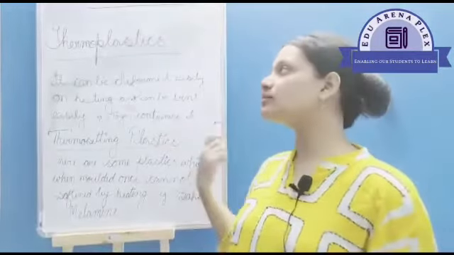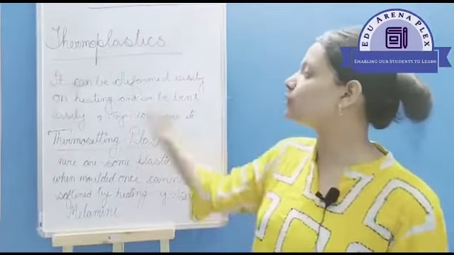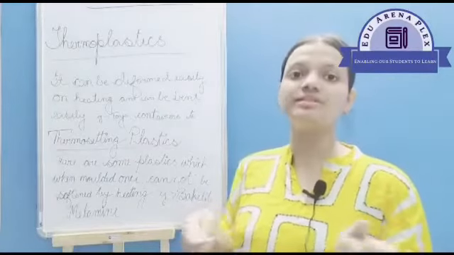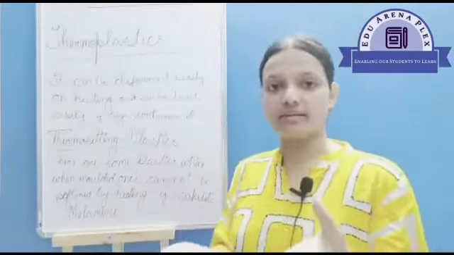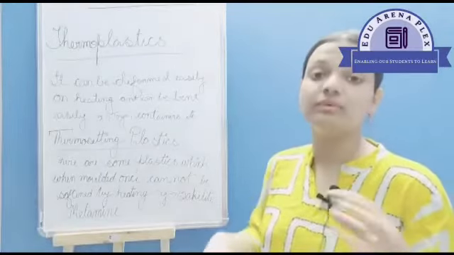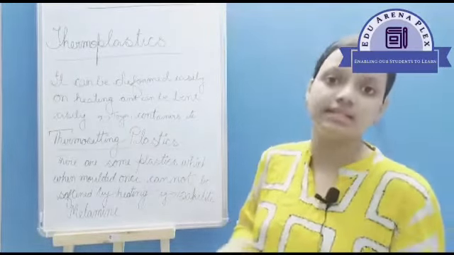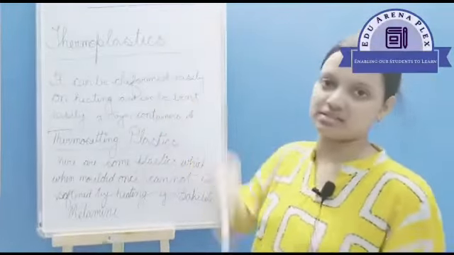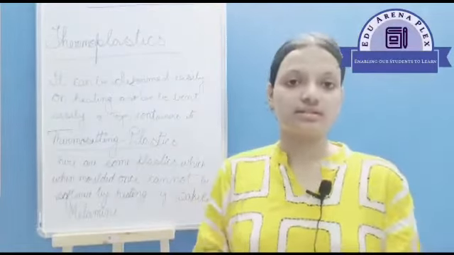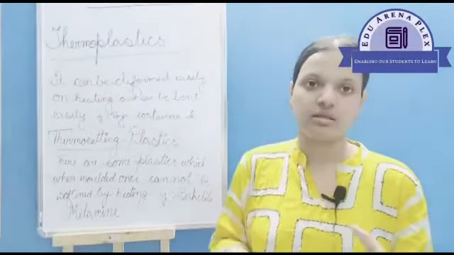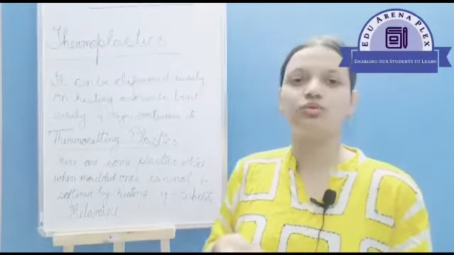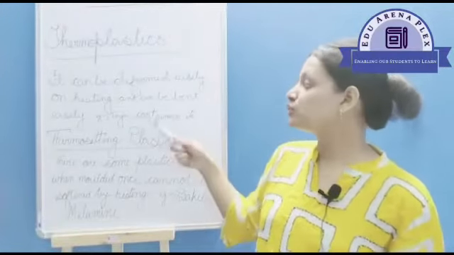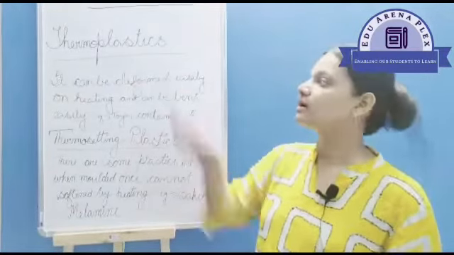Thermoplastics. So what is thermoplastics? It can be deformed easily on heating and can be bent easily. So the plastics which can be molded easily, which can be bent easily on heating, are known as thermoplastics. For example, the toys of kids are all made up of thermoplastics. Then the containers that we use at home to keep our snacks or cookies are also made up of thermoplastics.